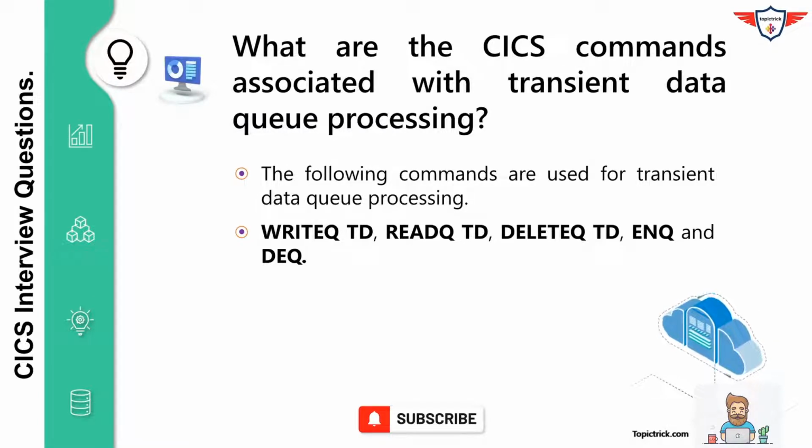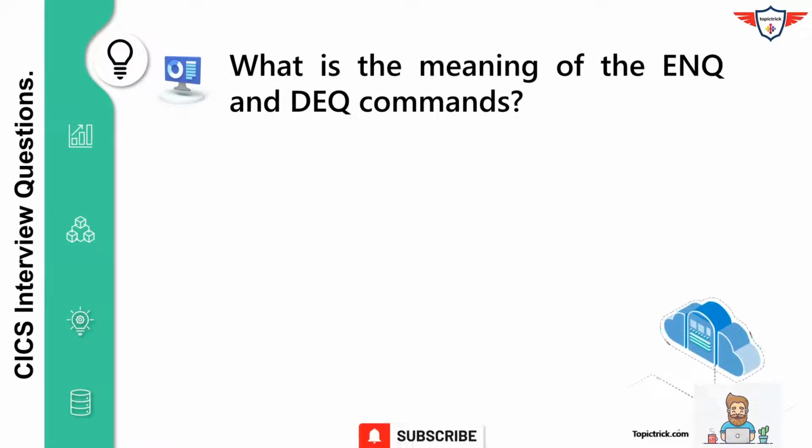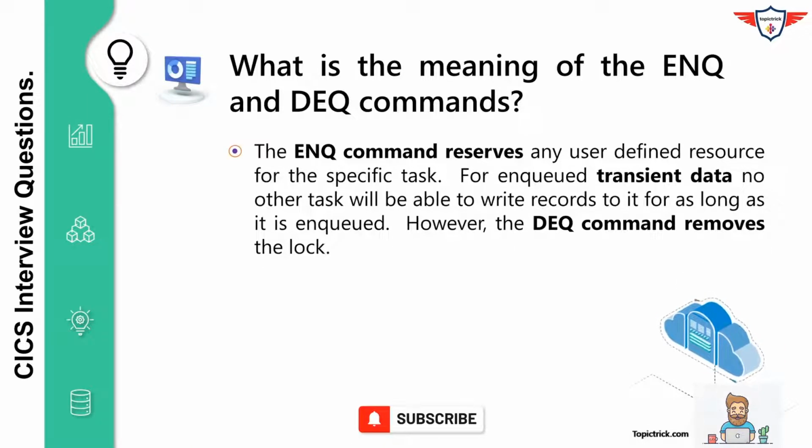ENQ and DEQ commands are used to reserve a queue for exclusive use so that other tasks can't access it at the same time. What is the meaning of the ENQ and DEQ commands? The ENQ command reserves any user-defined resource for the specific task. For enqueued transient data, no other task will be able to write records to it for as long as it is enqueued. The DEQ command removes the lock.